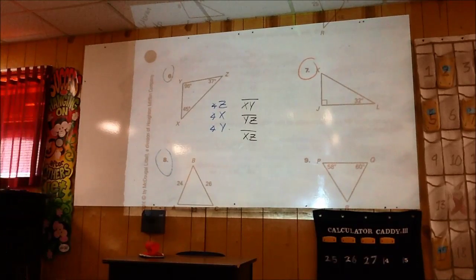So these two type of questions will be on the quiz next class. Very simple. Smallest side is opposite the smallest angle.